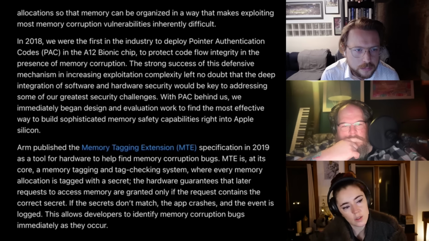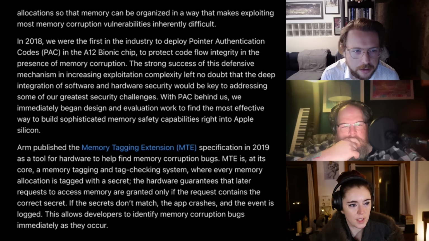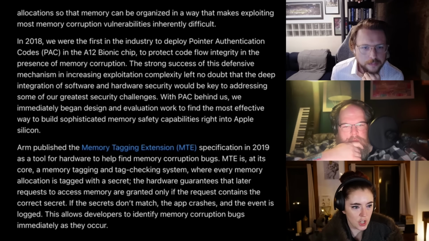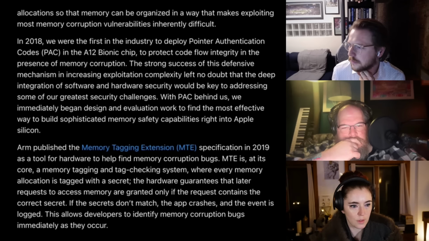So in 2018, we were the first to deploy pointer authentication codes in the A12 chip to protect code flow integrity in the presence of memory corruption. This was very successful. With PAC behind us.